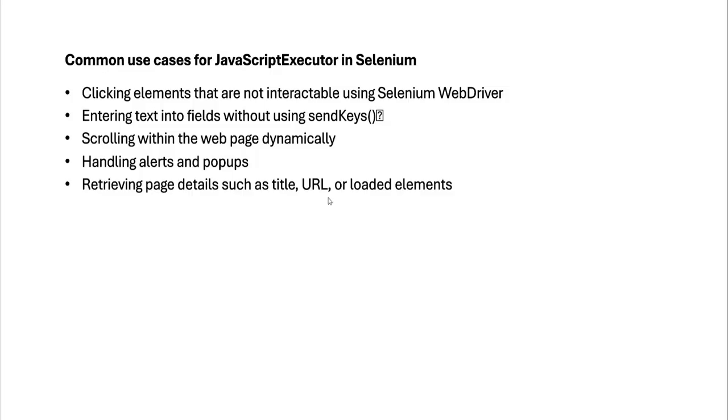Using the JavaScript executor, we can also refresh the browser window, get the inner text of the web page, get the domain of the web page, and get the URL of the web page. And to scroll the application, you can use it. So these are the multiple ways or use cases in which you can utilize the JavaScript executor. Let's see it using an example.